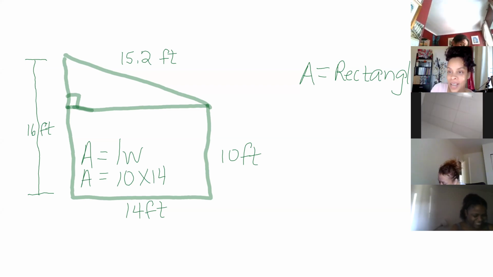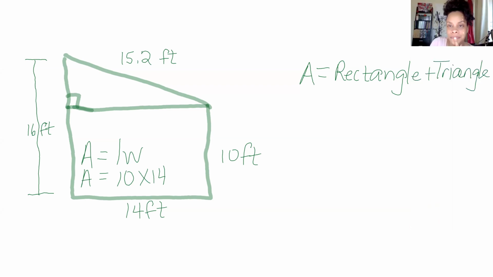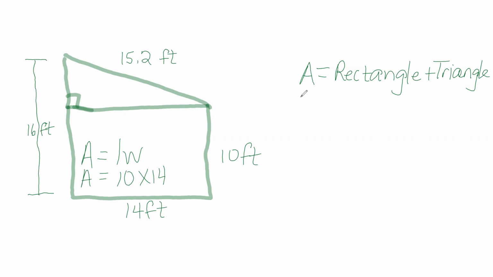So we kind of already have area, right? What did you talk about in your group? First you do the rectangle formula. So great, we got a rectangle. Did you come up with the area for the rectangle? Yes. So what did you get? 140 square feet. Perfect.